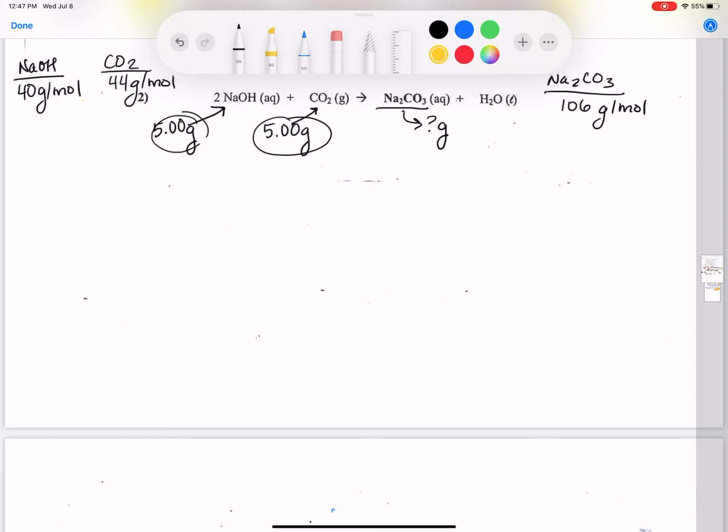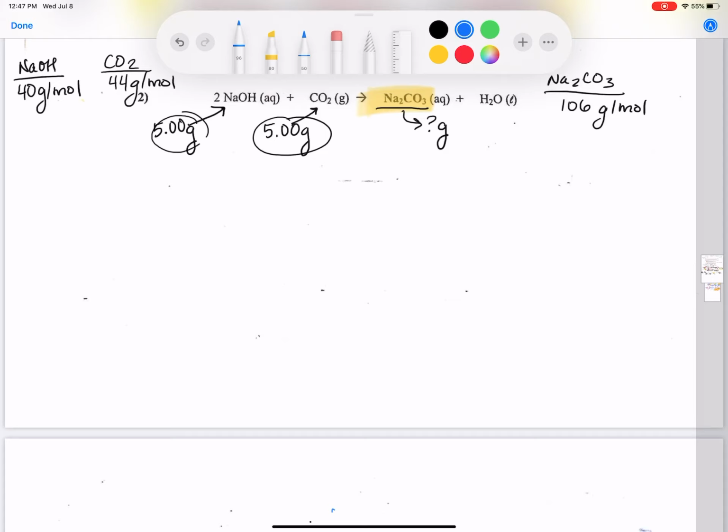And we're going to focus on determining how much of the product in bold we're going to be able to produce. So we're starting with grams of a reactant and ending with grams of a product. And then we're going to compare the grams of the product with both of the individual reactants. So you need your molar masses as well, and those are provided for you at the top of the page.